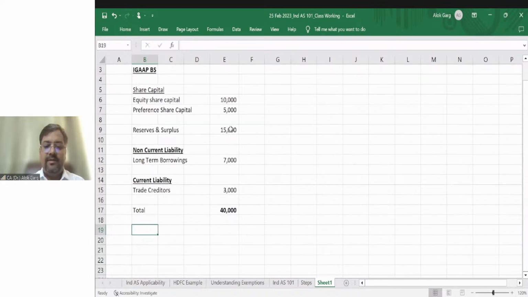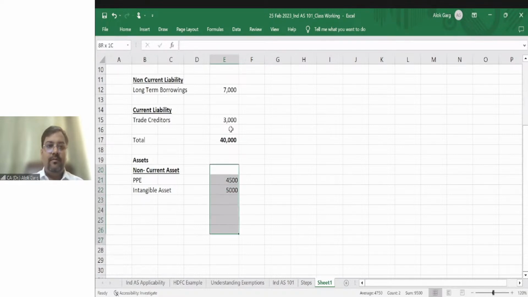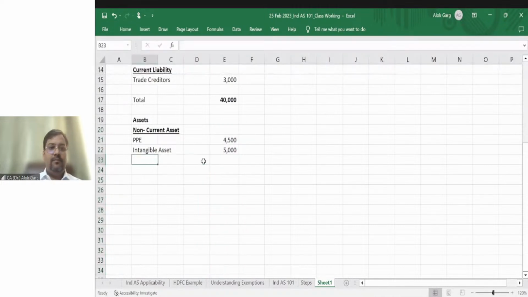Then coming to the asset side, under the non-current assets, PPE, intangible asset, let's say 5,000. Investment, 10,000.